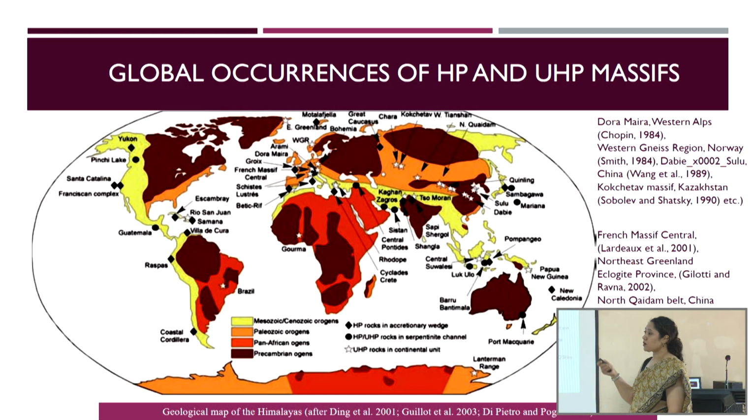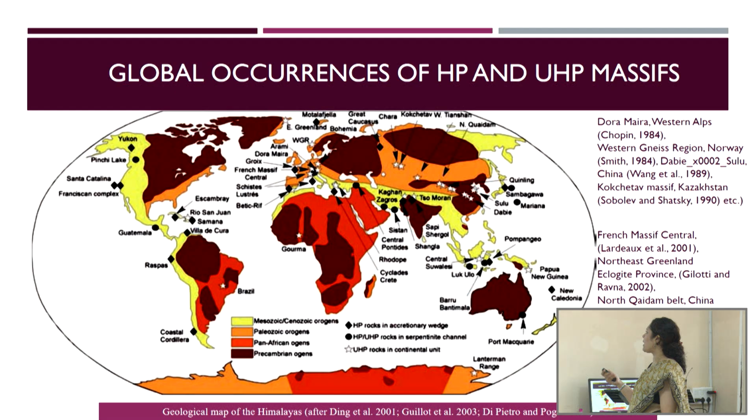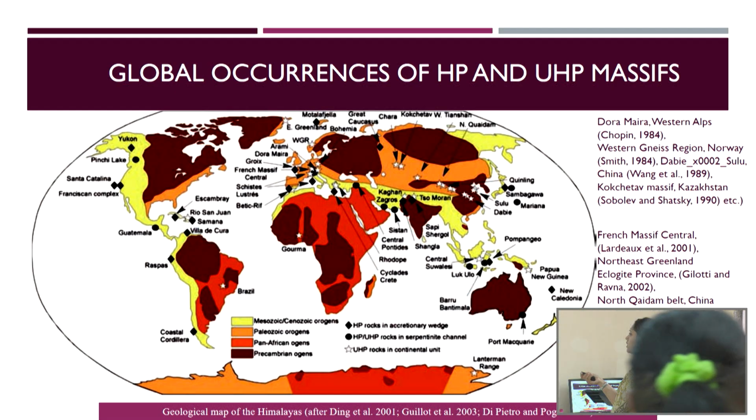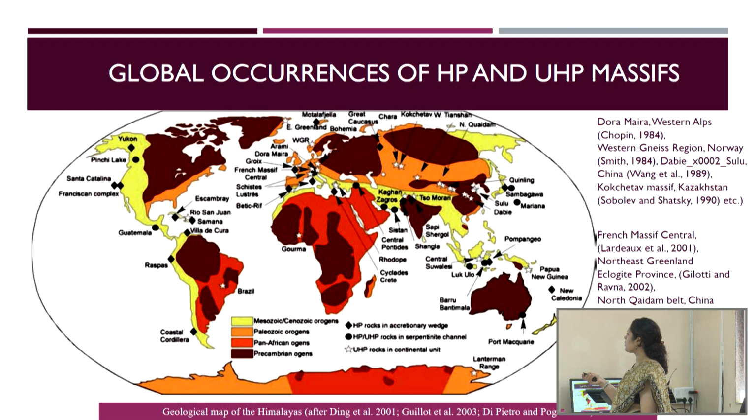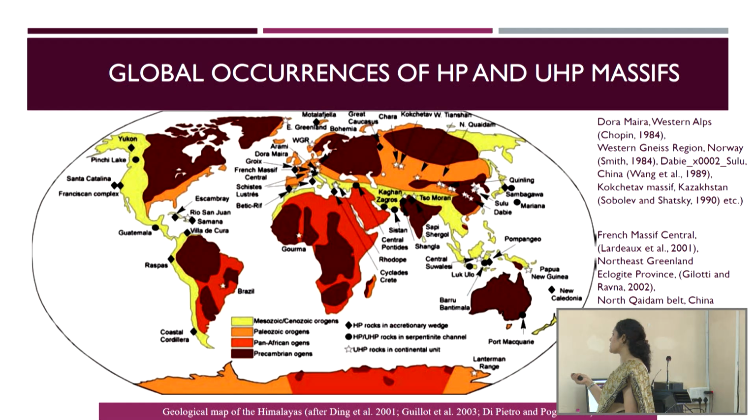So the Dora Maira then got established as an ultra high pressure metamorphic complex, and subsequently you have several more. You have the Western Gneiss Region in Norway, which is here. You also have the Dabie Sulu in China, which is somewhere here, and of course you have some in the Alps. You also have some in the French Massif Central.